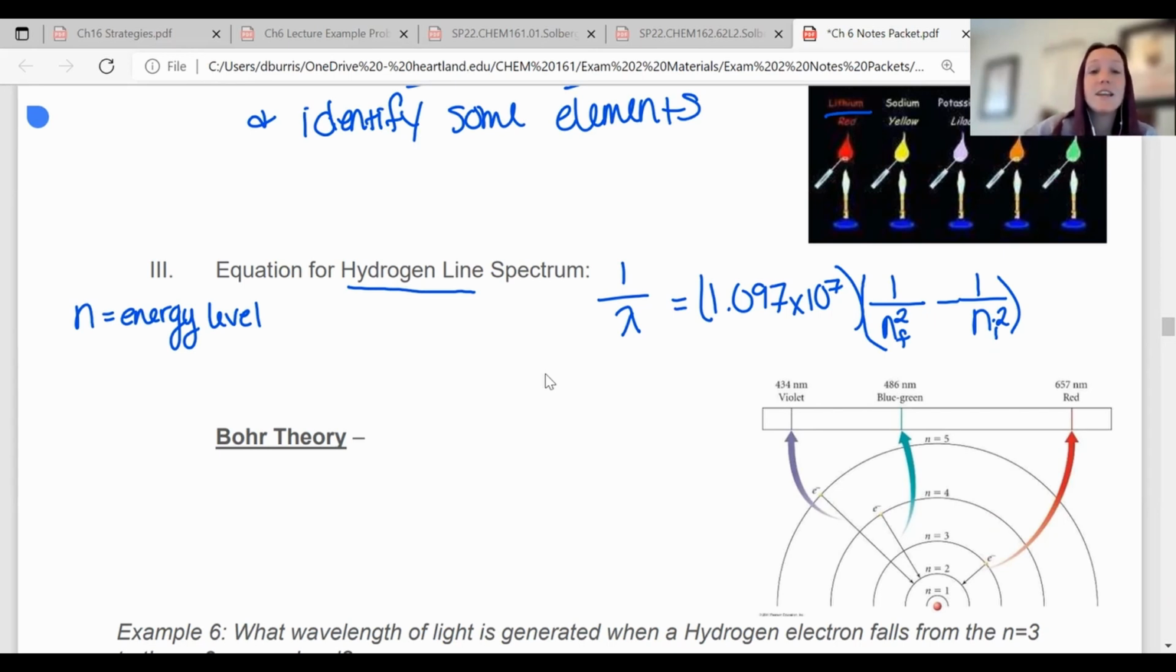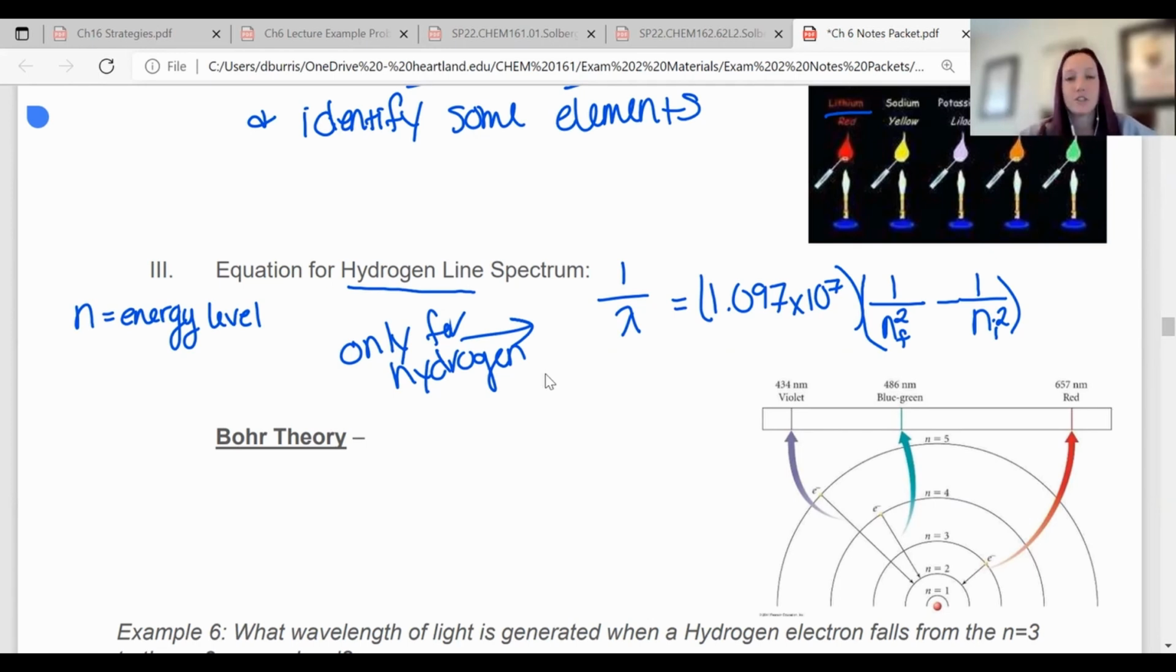Now, this equation only works for hydrogen. It would be really great if it worked for everything else, but once you start having 2 and 3 and 4 electrons in there, there's a lot of interference, so we get different wavelengths. That's why we get fingerprints, but for hydrogen you can actually calculate it.